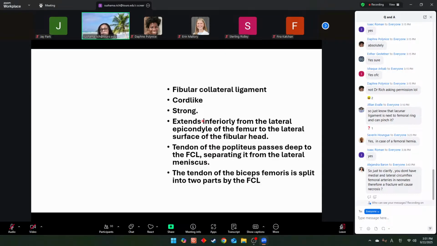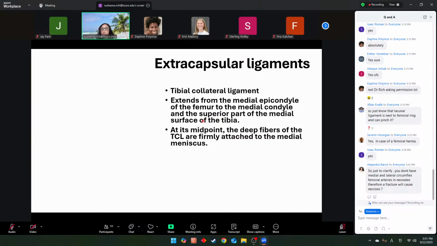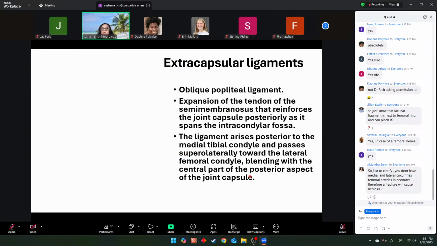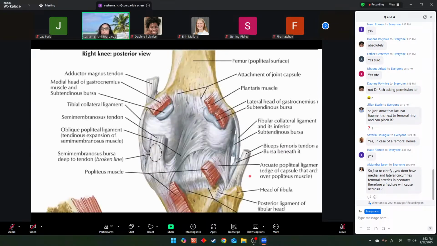Okay? Then you have what is this? Oh, knee joint. Darn it. Okay, so the knee joint. I'm running out of steam, people. So let's look at the knee joint.